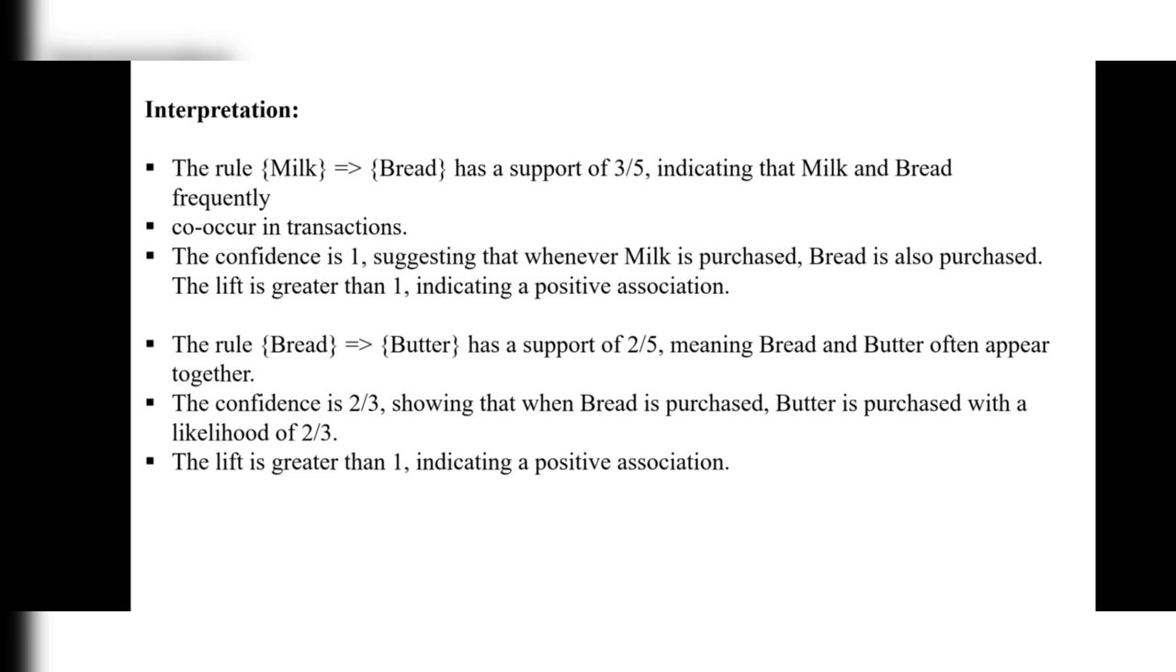If the lift is greater than 1, indicating a positive association, same as in the next step, the rule bread implies butter has a support of 2 by 5, meaning bread and butter often appear together. The confidence is 2 by 3, showing that when bread is purchased, butter is purchased with a likelihood of 2 by 3. The lift is greater than 1, indicating a positive association.